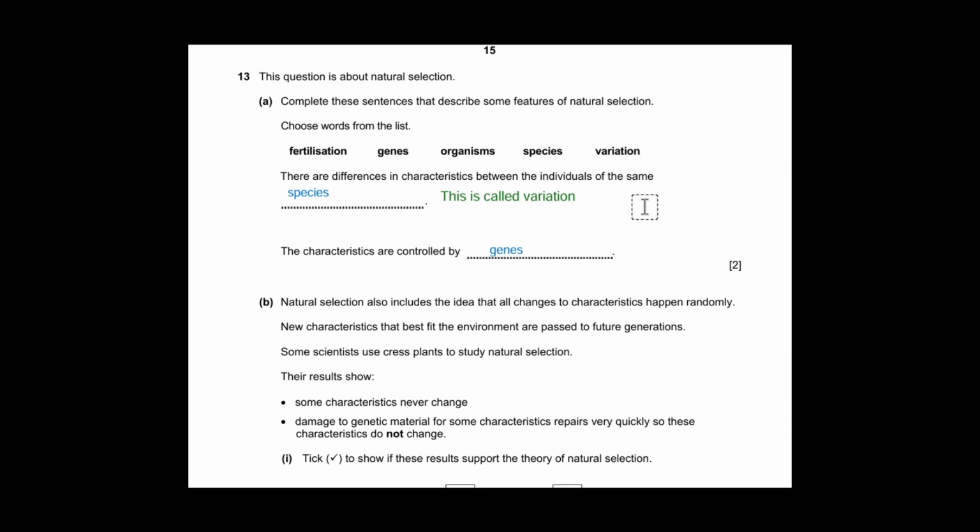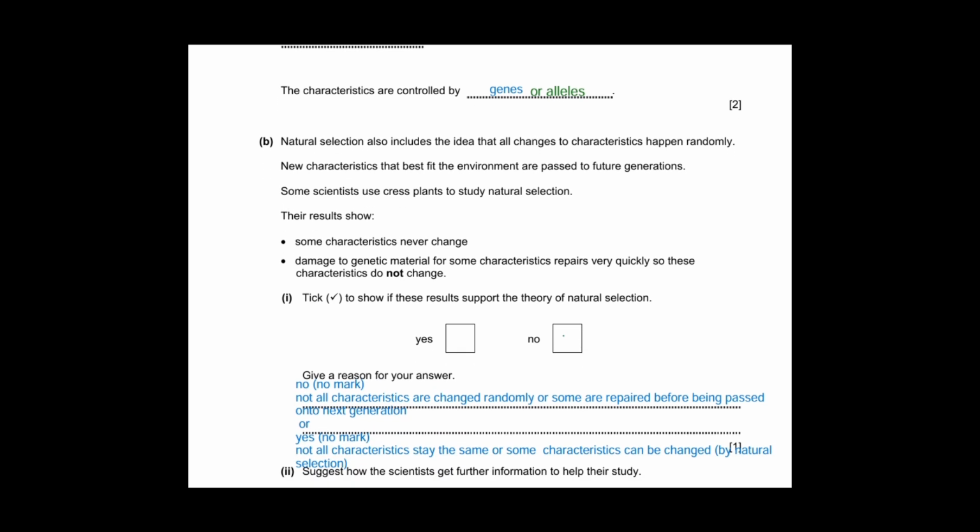So we now know that those that have better features that make them better adapted will live on, survive, reproduce, and pass on their alleles to the next generation, and the next generations continue to remain those that are better suited. So characteristics are controlled by what? By genes. If you have written alleles, you can also be correct. So that's how you got your 2 marks. The second question, B, is still on natural selection.